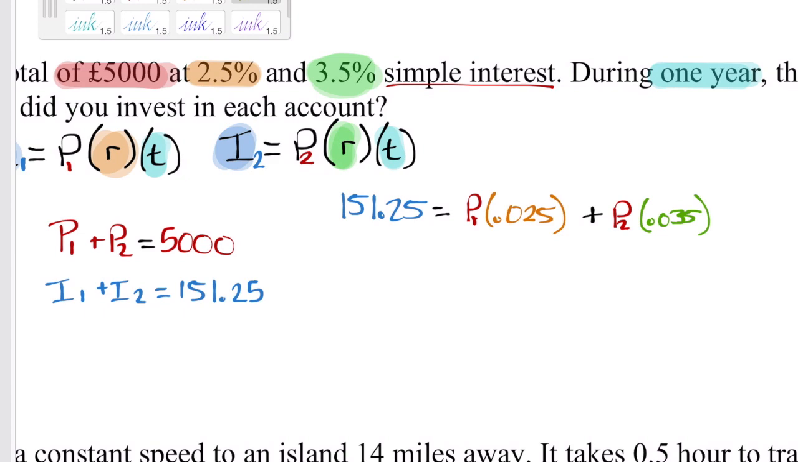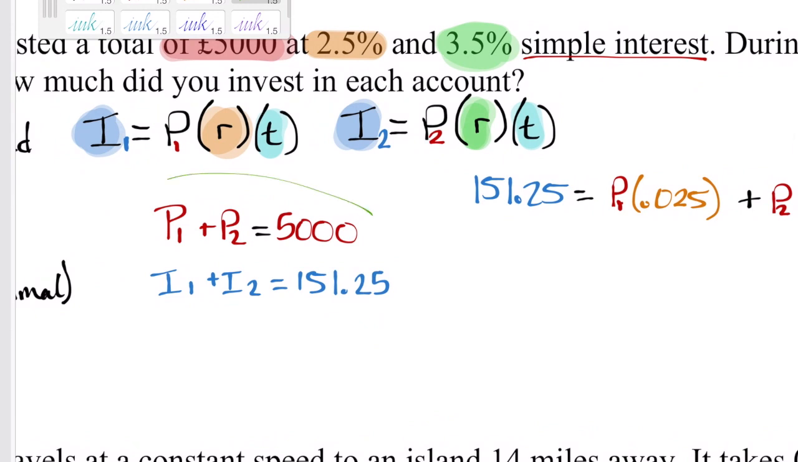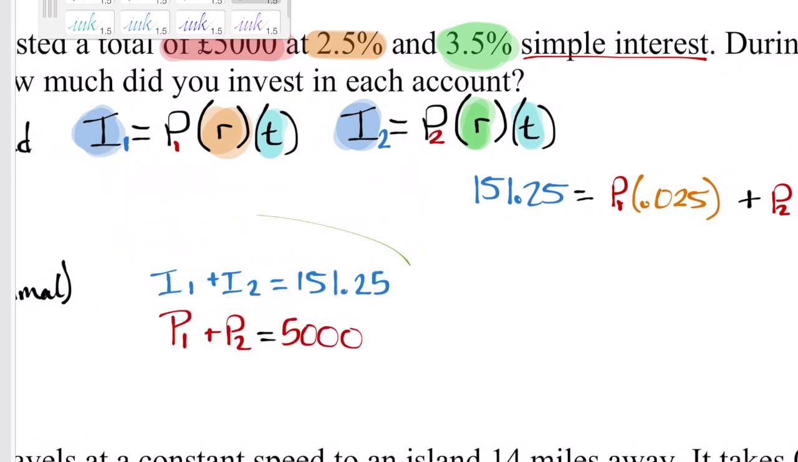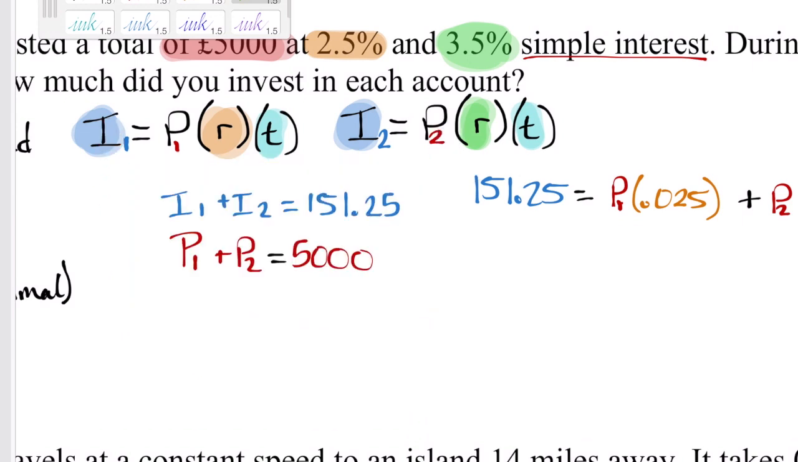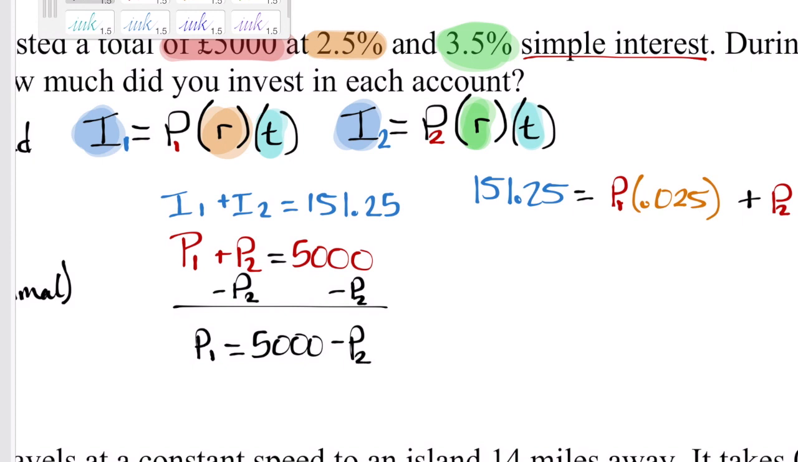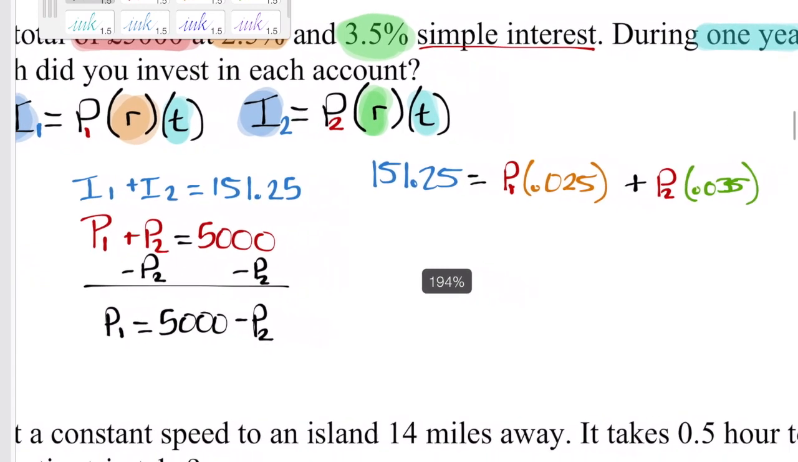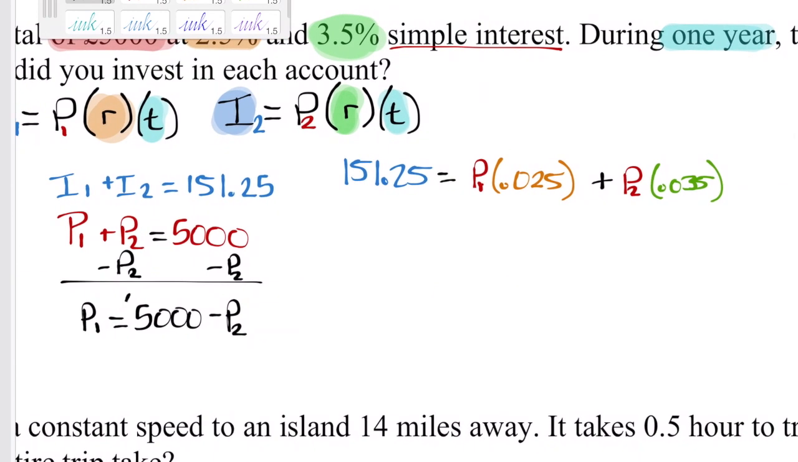I still have too many variables. I have P1 versus P2, so I'm going to get rid of one of those by solving for one of them over here. I'm going to move this around a little bit. I'm going to solve for my P1, moving the P2 over, so P sub 1 equals 5,000 minus P sub 2. If I take the principal amount of the second away from that 5,000, then I know what my principal amount for the first one was. And so I'm going to replace my P1 here with that. It's not going to be the prettiest thing in the world, but it's going to get the job done.